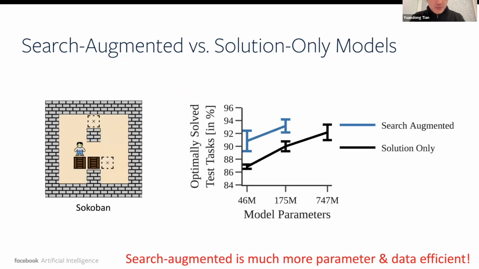The same thing happens for this task called Sokoban, which is a little more complicated and requires a lot of planning. In this task, you have one agent that you want to push boxes into their destinations. You can only push, but you cannot pull from a dead end. In that case, you see that the search-augmented model will also give you better performance with the same number of parameters.